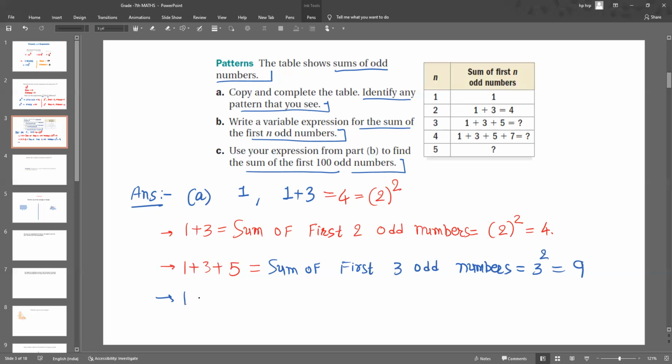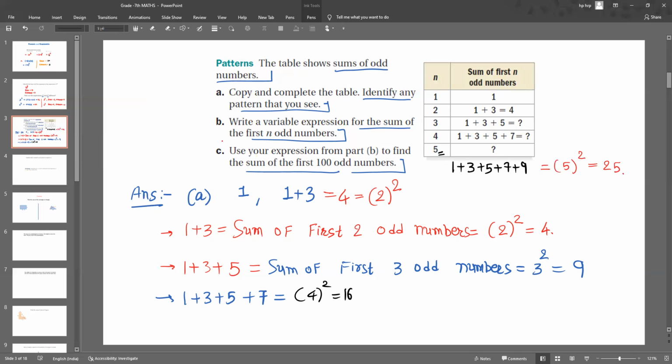Similarly, next we have 1 plus 3 plus 5 plus 7. Without adding these numbers, directly we can say the sum. Can you identify? 4 squared? Yes, that is 4 square, that is 16. Now, according to this pattern, in the fifth one I can write 1 plus 3 plus 5 plus 7 plus 9. What is the sum of these numbers? 5 squared? Correct, because here we have to add 5 odd numbers.